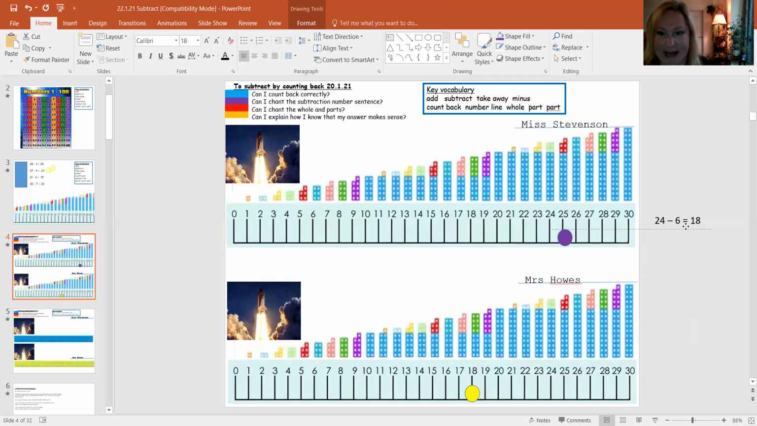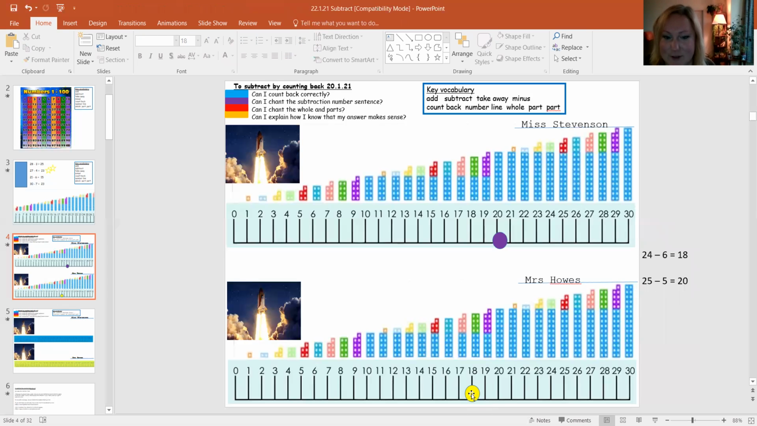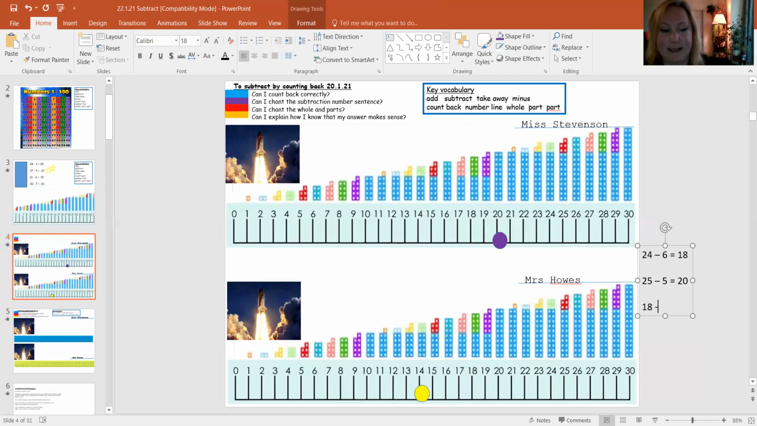Let's do another one. I think we can share our subtraction sentences. Okay, let's go on to the next one. I'm going to pretend I've rolled another 5. 1, 2, 3, 4, 5. 25 take away 5 equals 20. This is Mrs. Howes' go again. This time she rolled a 4. 1, 2, 3, 4. 18 take away 4 equals 14.